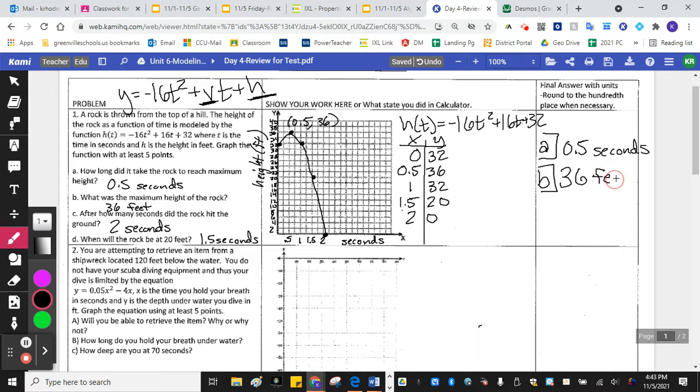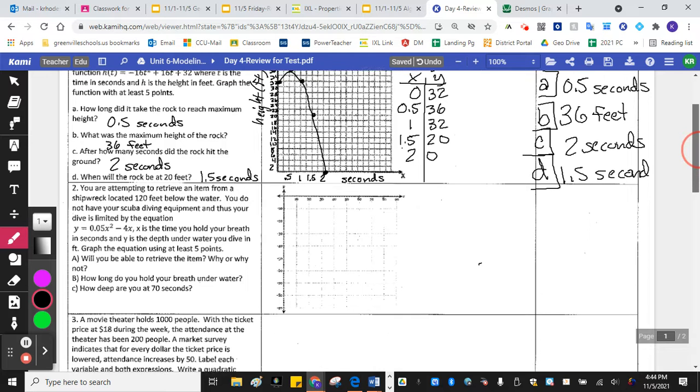36 feet. Make sure we have units. Make sure when it's necessary, we're rounding to the 100th place. It wasn't necessary on this one, but it will be soon. It's all the units. And I like this box just because it forces you to think about units.